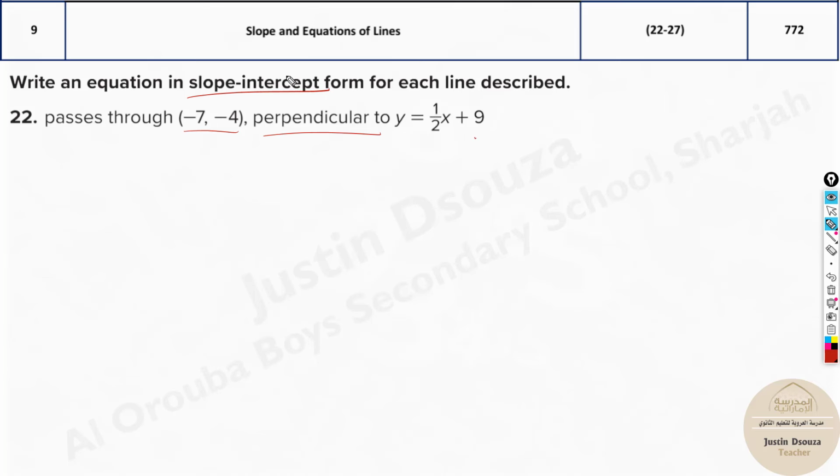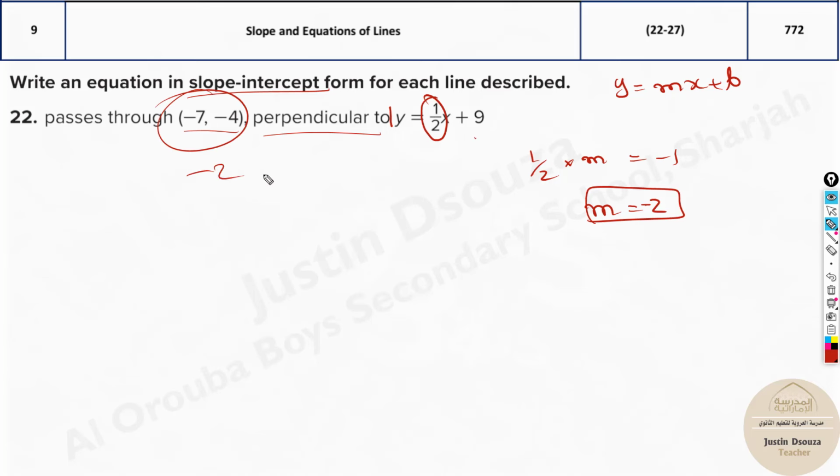We have to write in slope intercept form. That is fine, we'll write it later on. But how would we get this? From here, just focus on the slope. If it's in slope intercept form, y is equal to mx plus b, as long as y has a coefficient of 1, then whatever is the coefficient of x, that is the slope. Over here, there is no other x term, only one x term. So slope is half. But for a perpendicular line, if you multiply the slopes of the two lines, it must be minus 1. So here, if you take it to the other side, m is equal to minus 2. So the slope of this line must be negative 2.